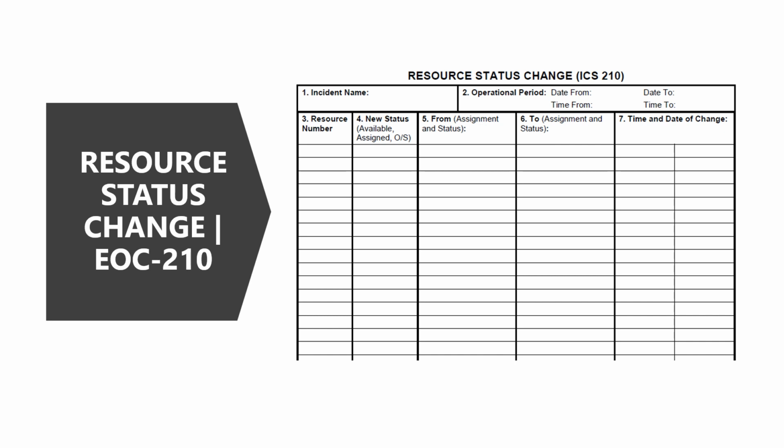This also could be transmitted with a general message, a 213 form, that we can then say, hey, the status of this has changed. It goes to the resource unit leader, and the resource unit leader is filling out this 210. But just know that this form is available so that we can track the status change of any resource that is currently on an operation.